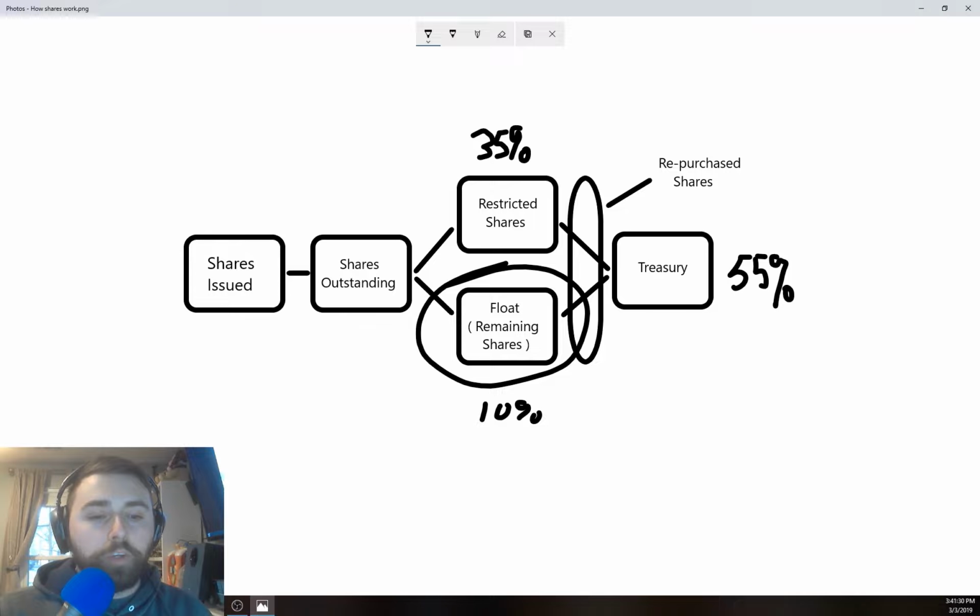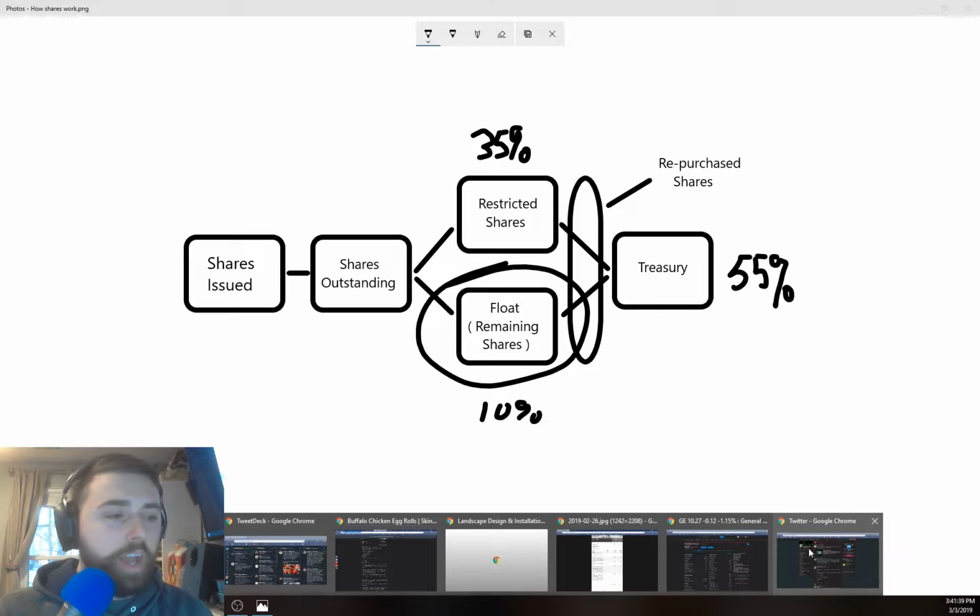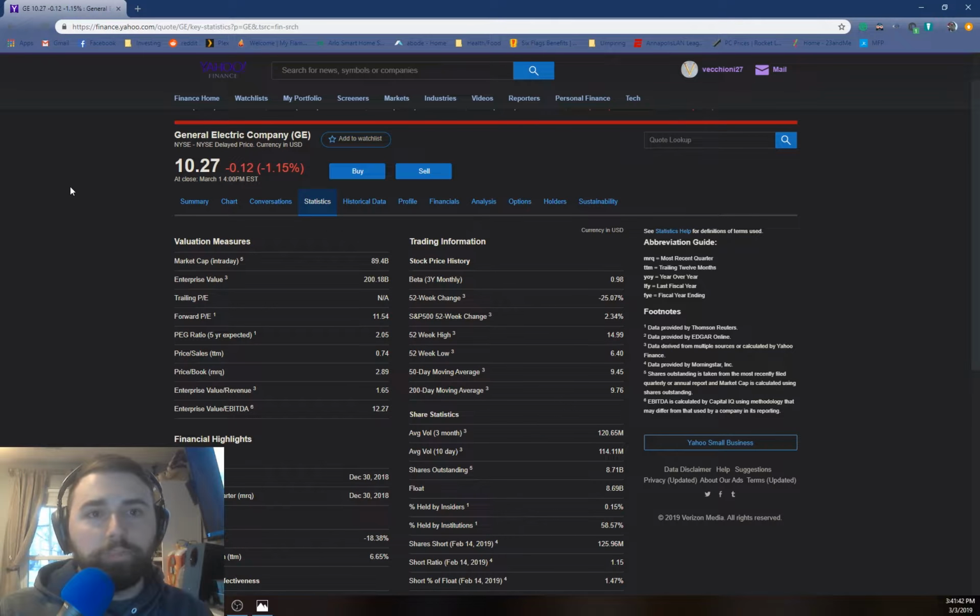Now, figuring out what the float is, is pretty simple. How we would do that, simply go to Yahoo Finance, as I described in part 1 as well. We're going to come down here and look at the float. So we got GE, and as you can see, they have 8.71 billion shares outstanding. However, there's only 8.69 billion shares in the float.